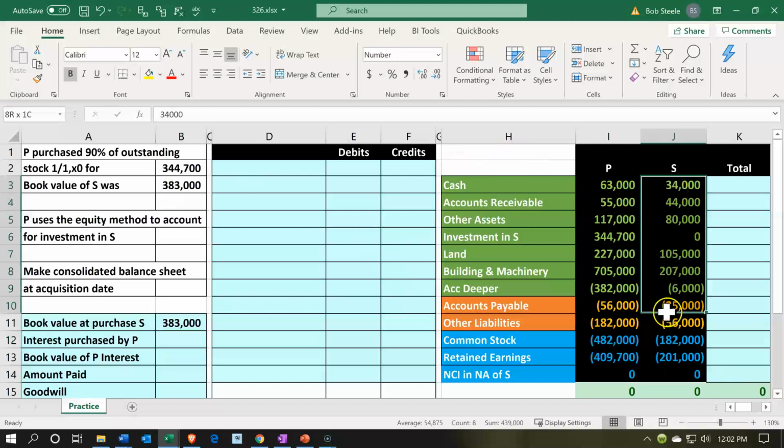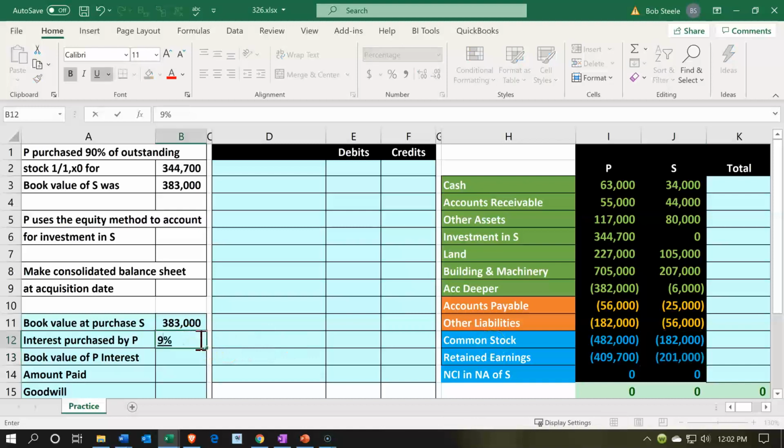So if I took the assets minus the liabilities here, 383,000, which is equal to the equity. So that's what's on the books right at the point of consolidation. The P company, which I kind of assume is us, right? I see ourselves as the purchaser here, of course. And we purchased 90% of the S company. So then we're going to say that the 383 times the 90% is going to be the 344.7. So 344.7 is what we paid.